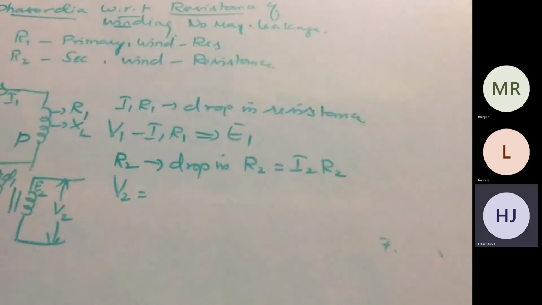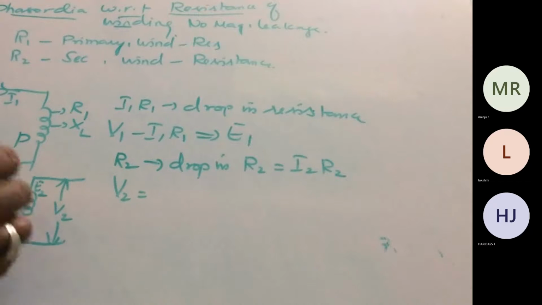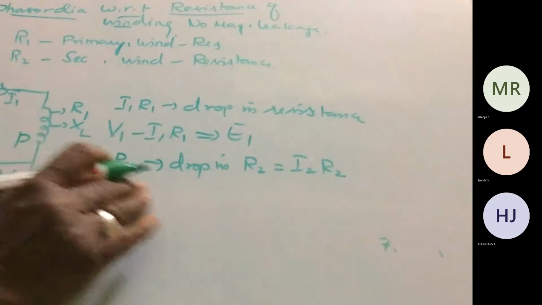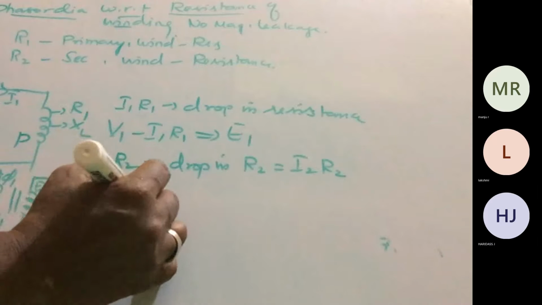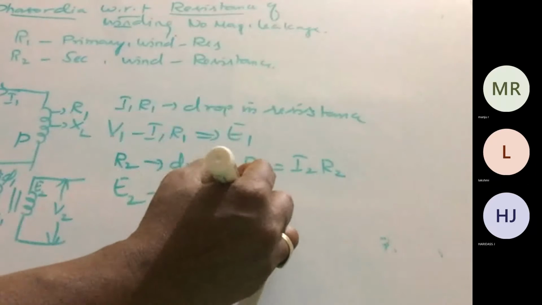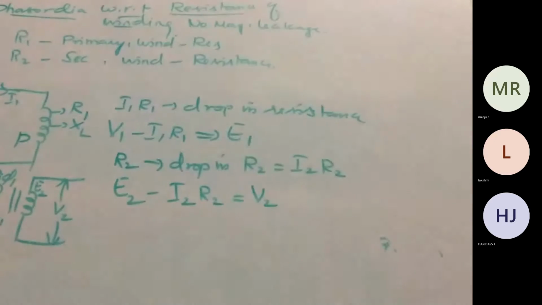So what about V2? In the primary, we give V1, the drop occurs, and then we get E1. But on the secondary side, E2 is produced first, then I2 develops and flows through the winding, and the drop occurs. So E2 is developed first, then the drop occurs in the resistance, I2 R2, which gives V2. Is it correct?